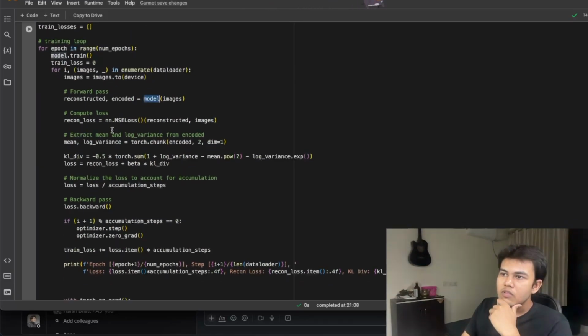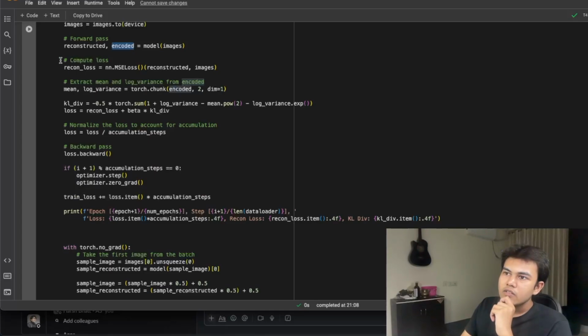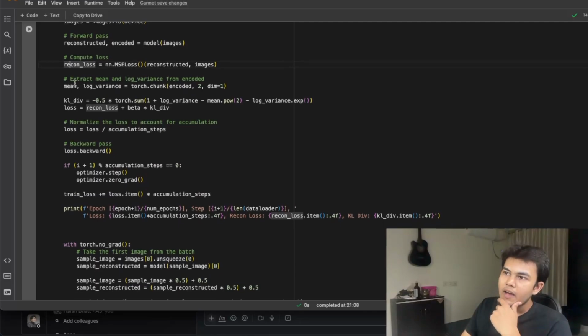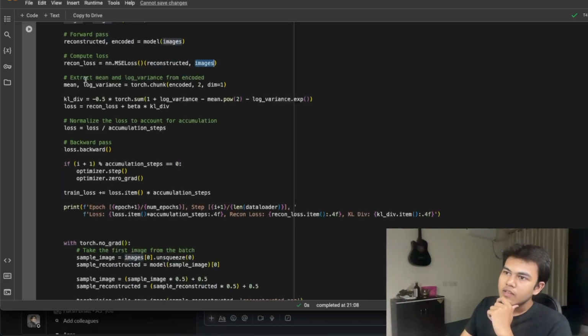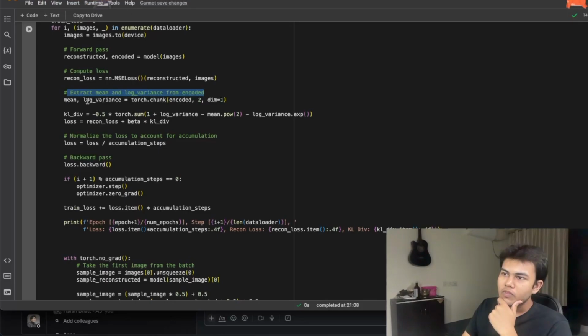So reconstructed, which is the decoded, and the encoded latent vector, and now we need to compute the loss. The reconstruction loss is going to be MSE loss, which compares the reconstructed output with the original images. Then we extract the mean and log variance from the encoded latent, as we have already mentioned.